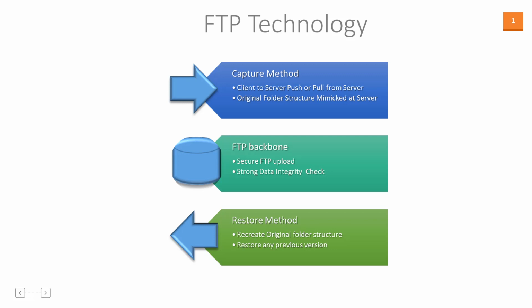As an overview of the FTP technology, we have a capture method, FTP backbone, and a restore method. In the capture method, we have either push or pull type of configuration from the system. The FTP backbone acts as a secure FTP upload. We also have a restore method to restore the original data folder structure. This way, the FTP technology has been architectured in SDMS.